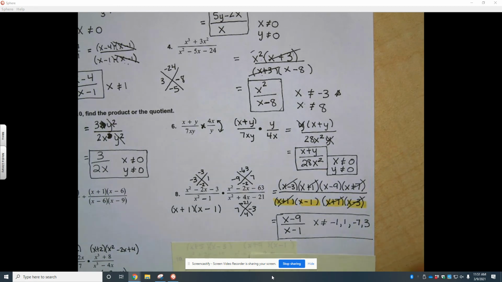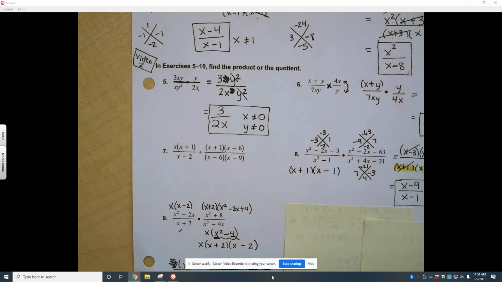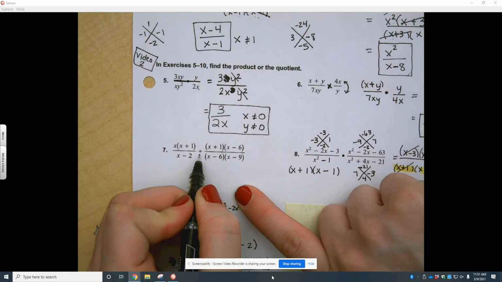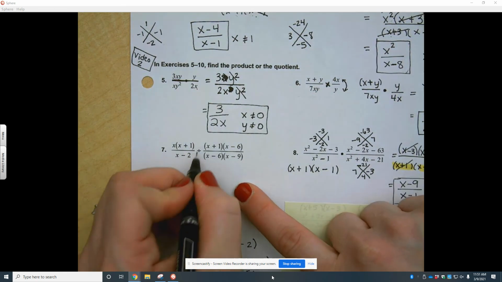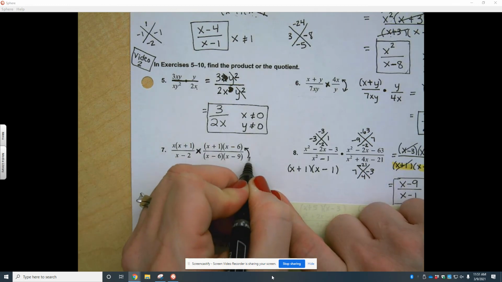All right, number 7. Oh, you're going to love these problems when they're already factored for you. It's like glorious. So I see the division in between. I need to change that to multiplication before I start. So I'm going to multiply by the reciprocal.